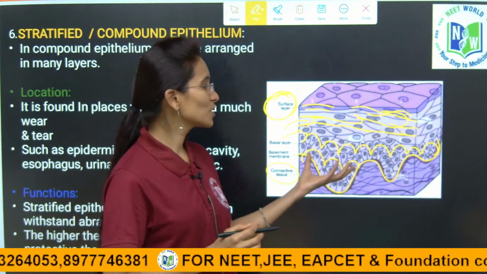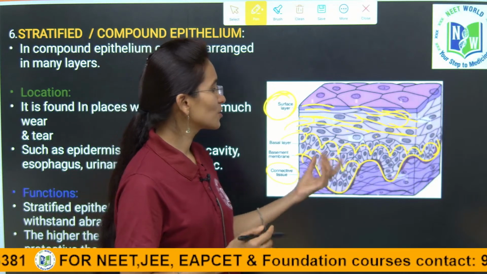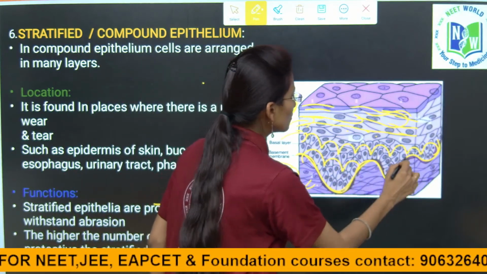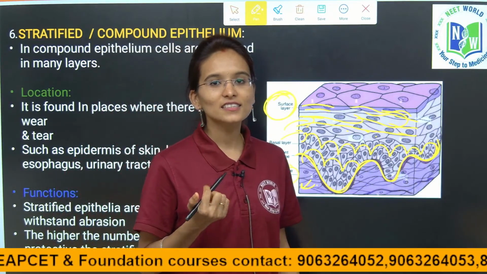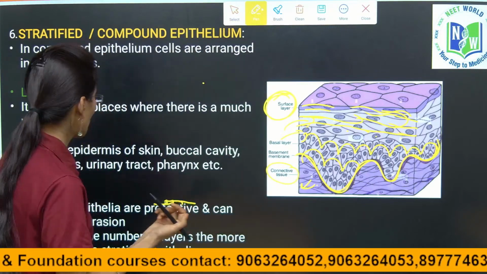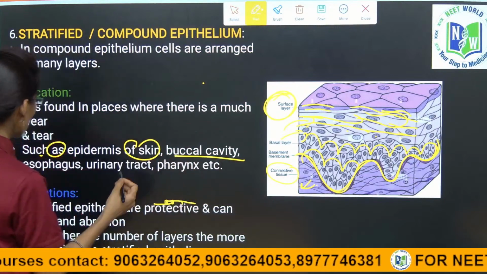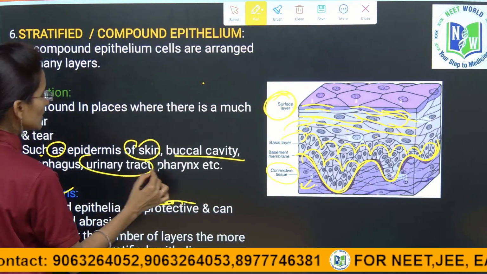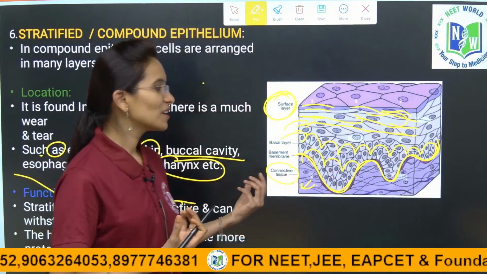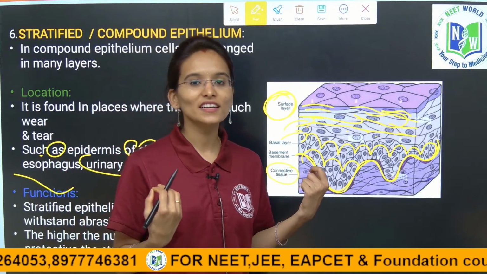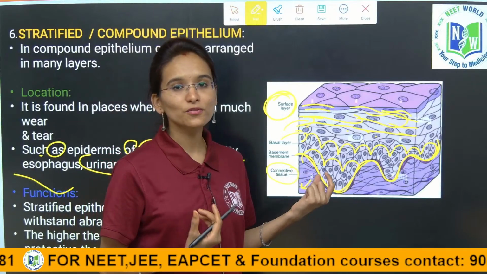It means it is protective against some physical and chemical changes, and it is called a waterproof tissue. It forms waterproof body parts like skin, nails and hairs. You can see here, such as the epidermis of the skin, buccal cavity, esophagus, urinary tract and pharynx. All these are said to be stratified epithelial tissues. In all these parts we can find the stratified epithelium as it acts like a waterproof material.